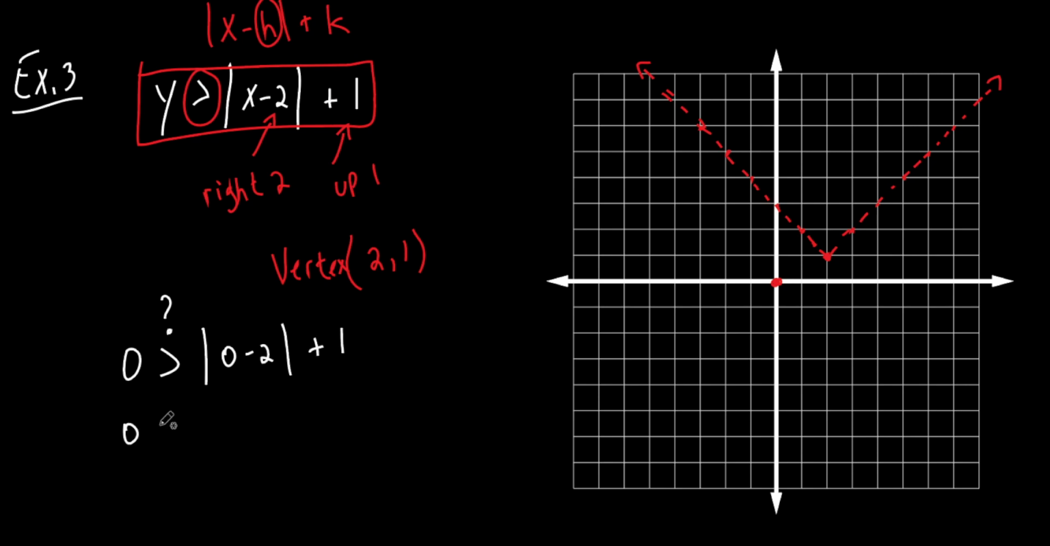Let's do the math. Again, I'll put a question mark here. This is the absolute value of negative 2. What's the absolute value of negative 2? Positive 2. And then 2 plus 1 is 3. So is 0 greater than 3? No, it's not. So do I shade in that region right there? Do I? No. So where am I going to shade? Well, inside the V. And that's where my shading's going to go.